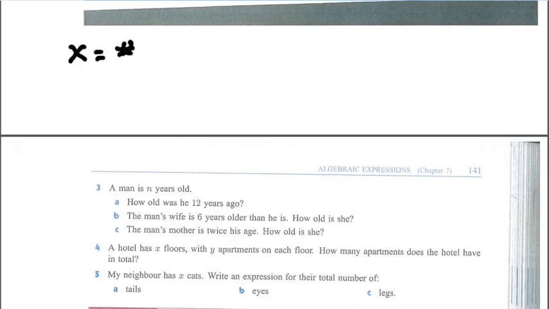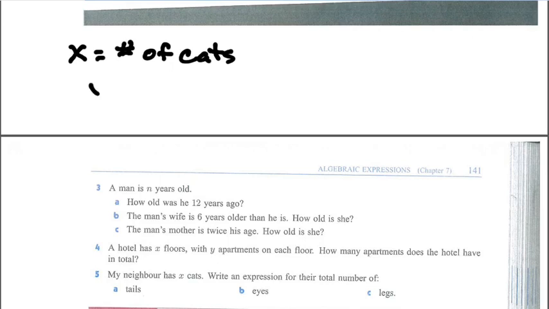The number of cats. Exactly. So I'm getting a little more definition in here each time because I want you to make sure you know that that's what the X stands for. All right? Write an expression for their total number of tails, eyes, and legs. Okay? So the X eyes, the X tails.